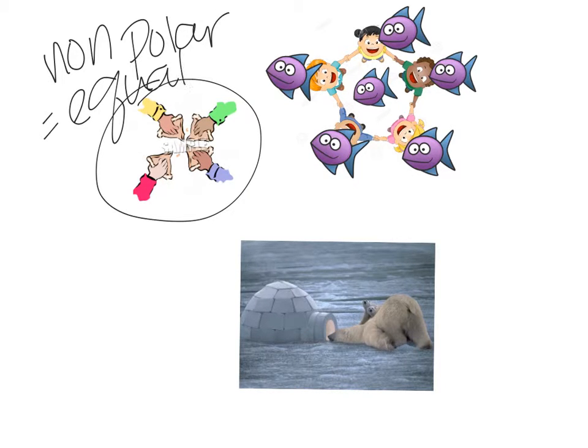You're going to share all of the fish equally amongst yourselves, right? So it's kind of like sharing pizza equally amongst yourselves. So when there is no polar bear, when it's non-polar, that means that there is equal sharing, because you're friends and you care about each other and you want to share everything equally amongst yourselves.